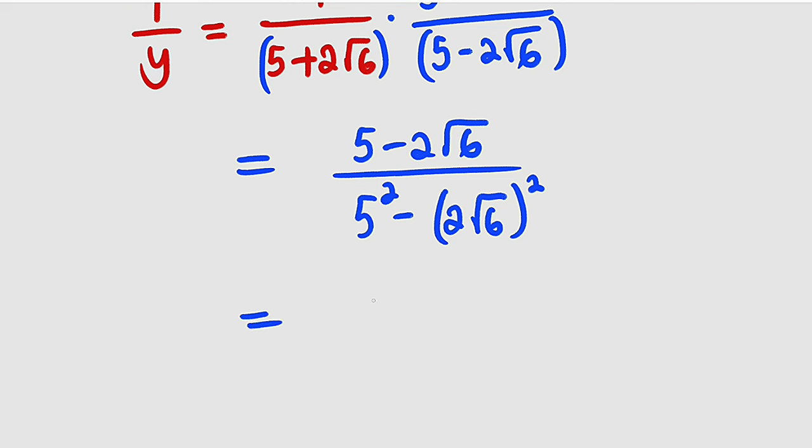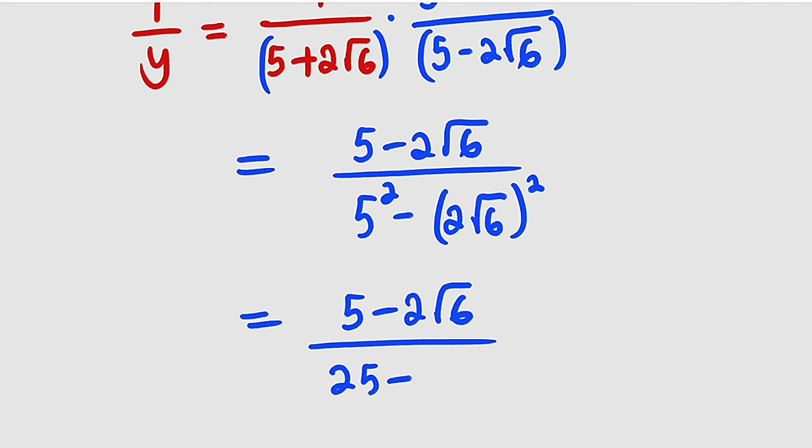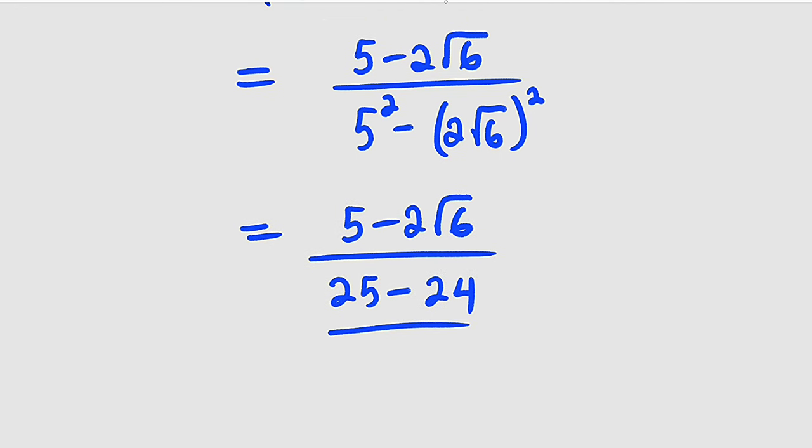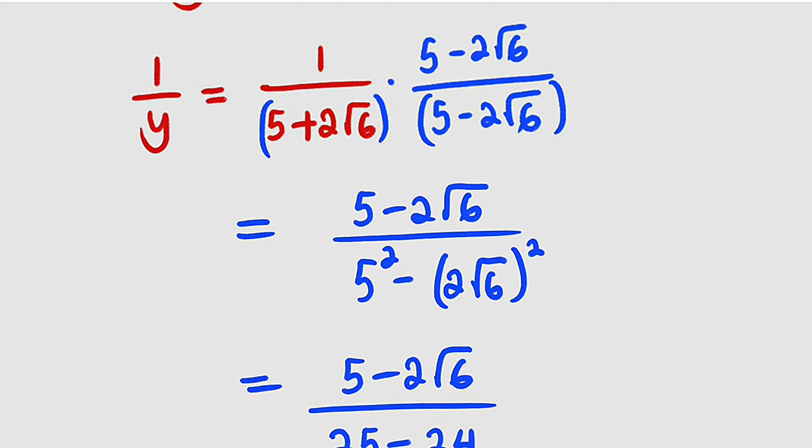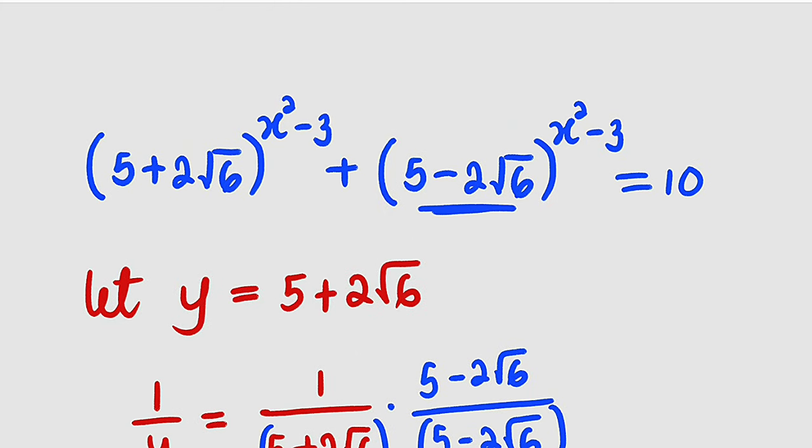So this is equal to 5 minus 2 root 6 divided by 25 minus 2 squared, which is 4, times square root of 6 squared, which is 6. So 4 times 6 is 24. You see that 25 minus 24 is 1. So 1 over y is nothing but 5 minus 2 root 6, which we have in the other bracket right here. So if this is y, this will be 1 divided by y.